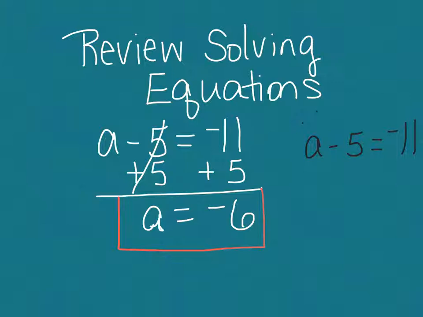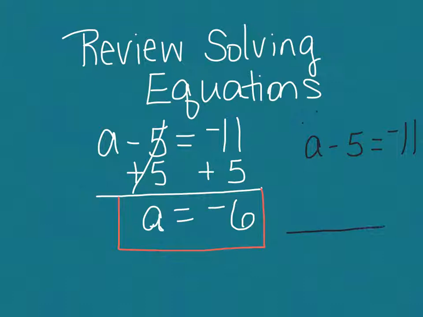Now, yes, you're going to have to remember your integer rules. LA-US. LA, like signs add. US, unlike signs subtract. Because that's mainly what we're going to be working with right now. It's just the addition integer rules. So a negative 11 and a positive 5, excuse me, that is a negative 6. So a equals negative 6. It can't be anything other than negative 6.